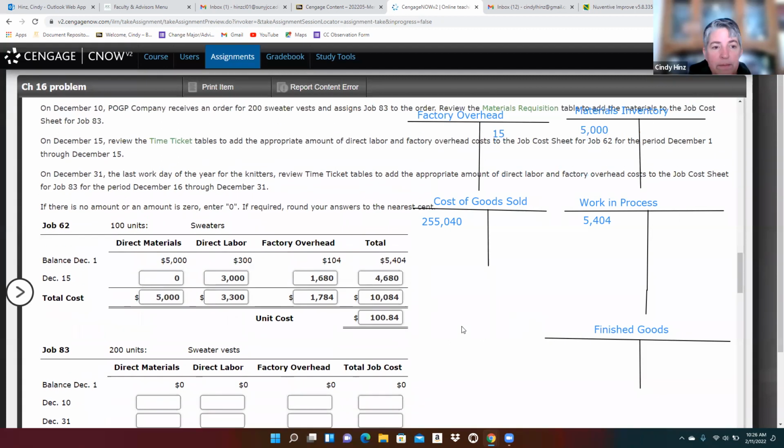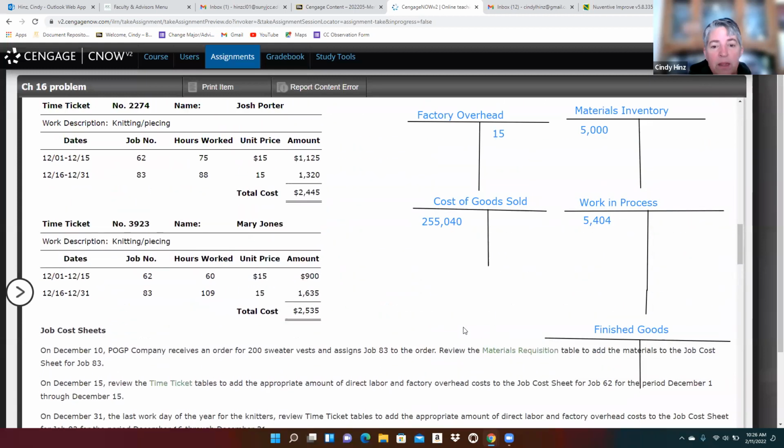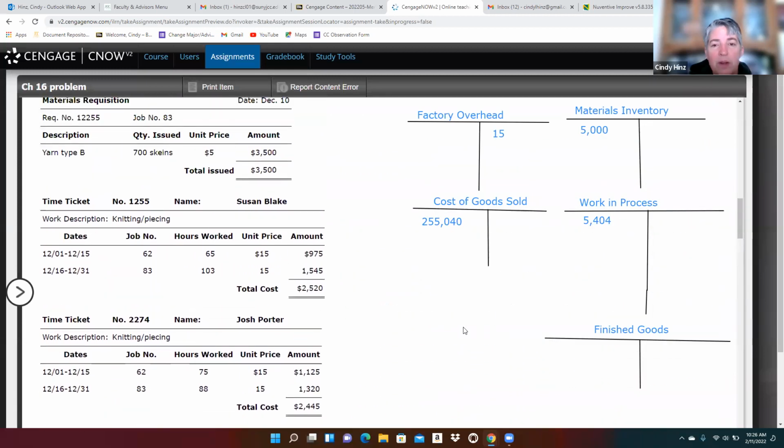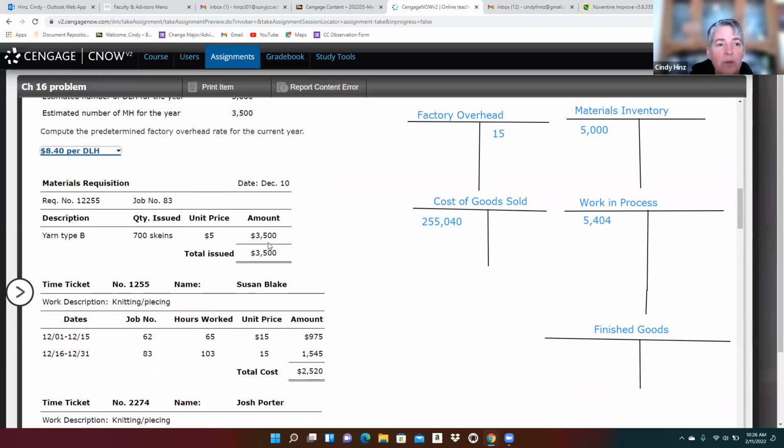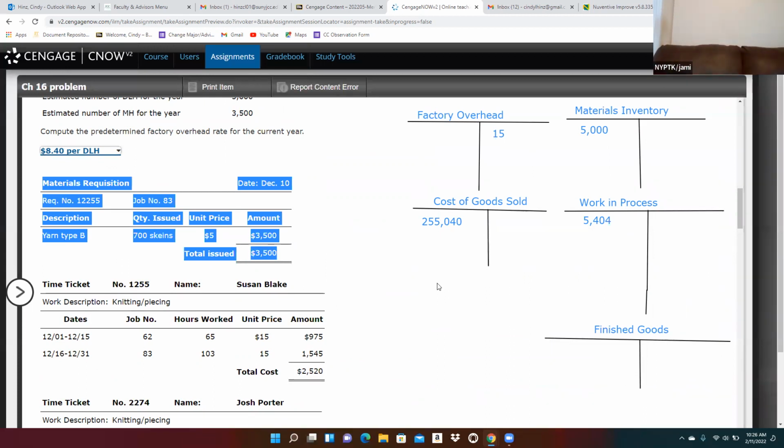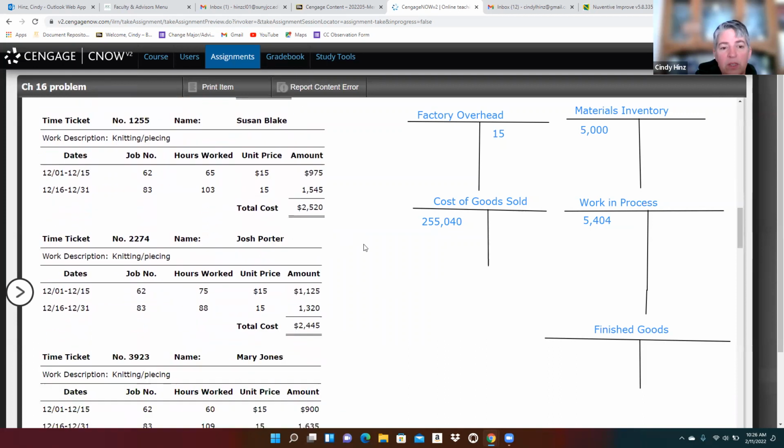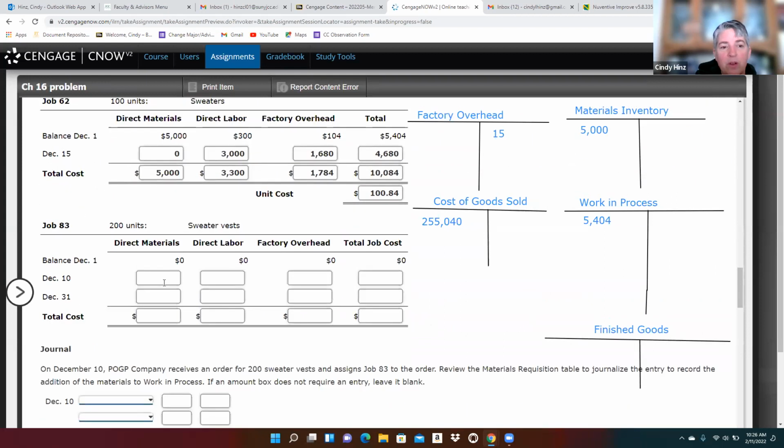All right. Thank you. So now we can look at our second job, the job we worked on in the second half of the month, which was job 83. And so first we're going to look at this that I have highlighted. This is the materials requisition. On December 10th, we moved the skeins of yarn for this job into work in process. And so that was $3,500 worth of materials that we added to that job order cost card.